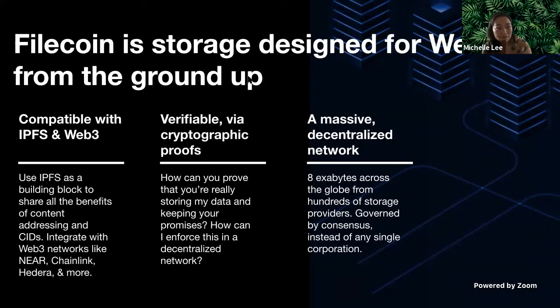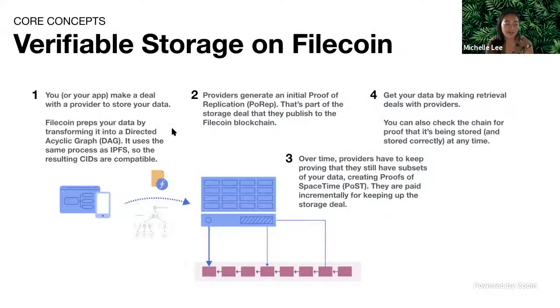All right, so Filecoin. How does it actually work under the hood? This is the workflow of storage deals that powers Filecoin. The first step is that you or your app make a deal with a provider to store your data. Once that deal is agreed upon, Filecoin preps your data. It translates it into a directed acyclic graph, using the same processes as IPFS, so the resulting CIDs are totally compatible between the networks. Next, the storage providers generate an initial proof of replication, and that's the part of the storage deal that they publish to the chain. Once that initial proof of replication hits the chain, that means your storage deal is active, and it starts running.